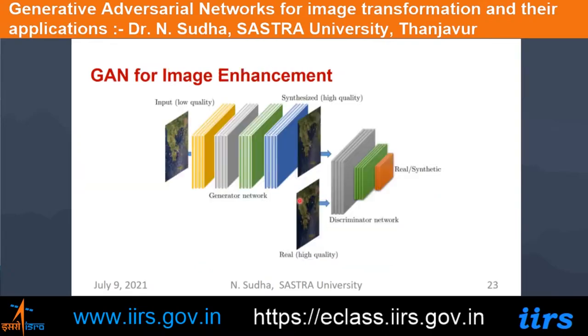In image enhancement, if you are given a low resolution, low quality image, the generator network will synthesize a high quality image. But before that, you have to train with low quality as well as high quality images. Slowly, when a new low quality image is given, it will try to synthesize the high quality image.